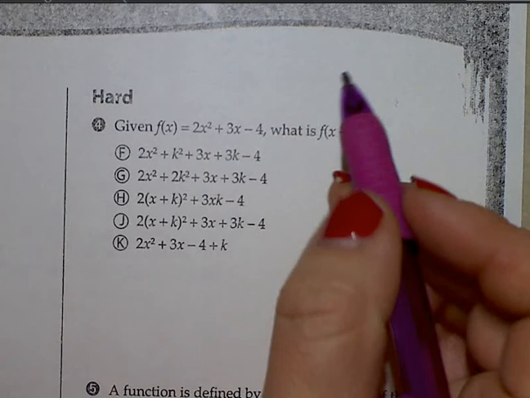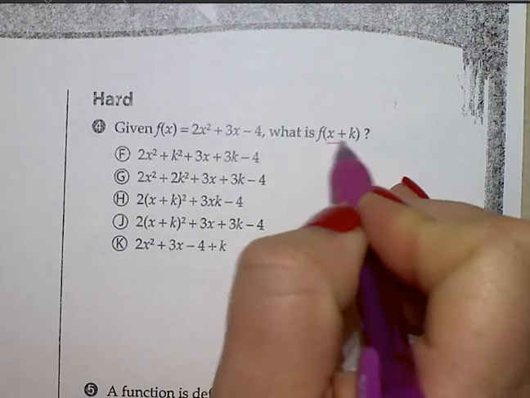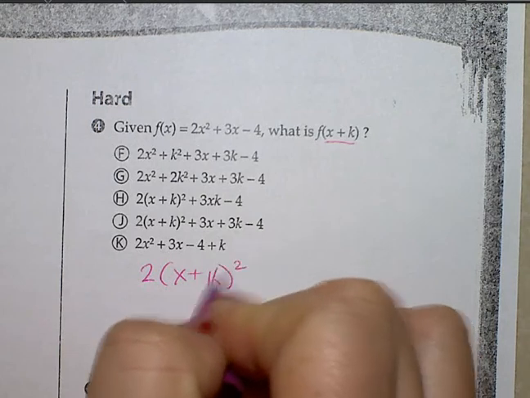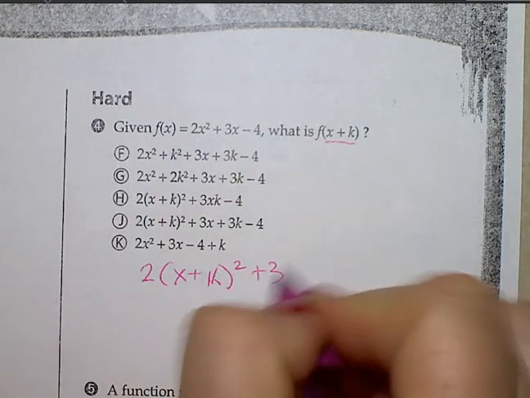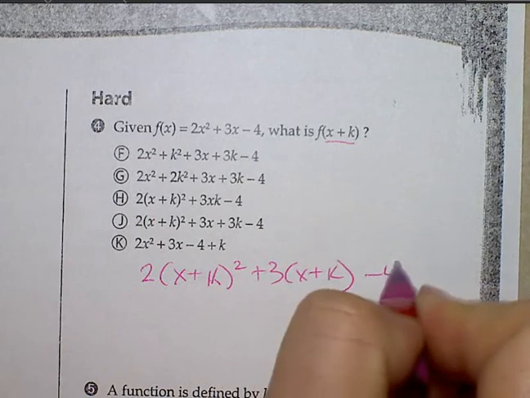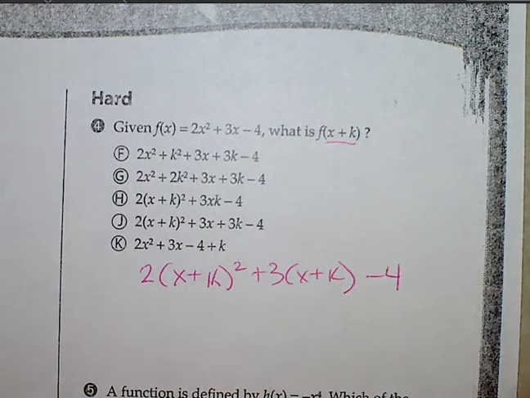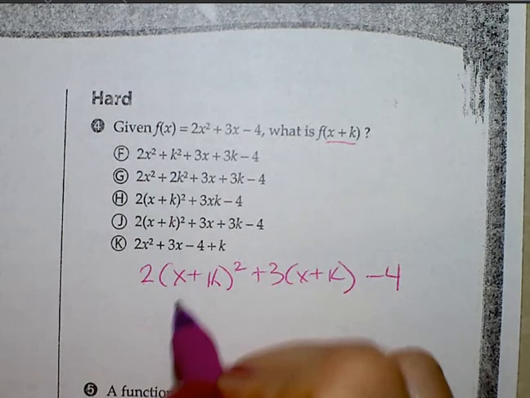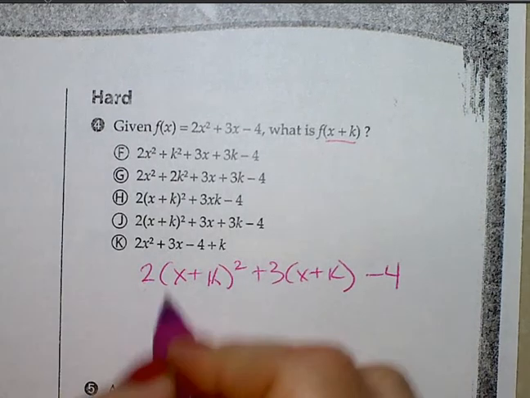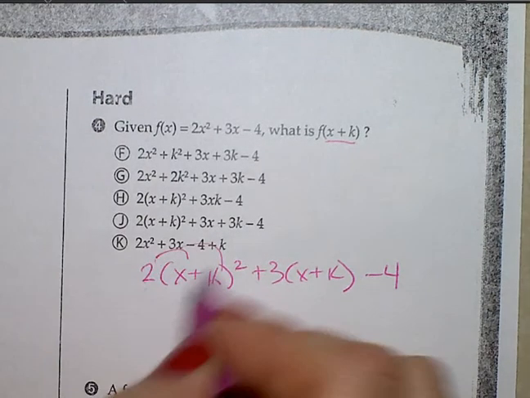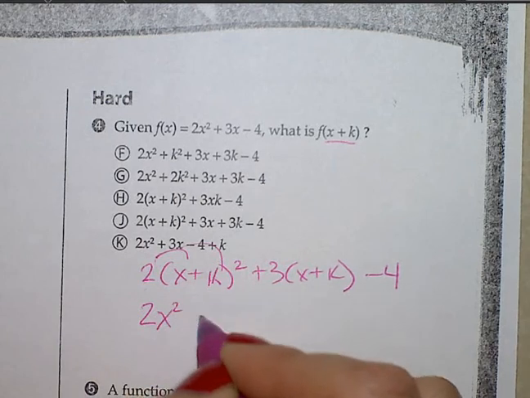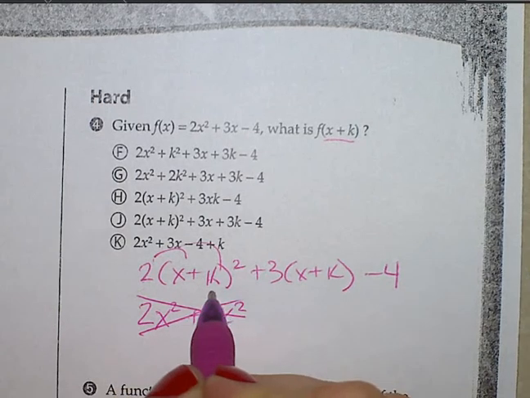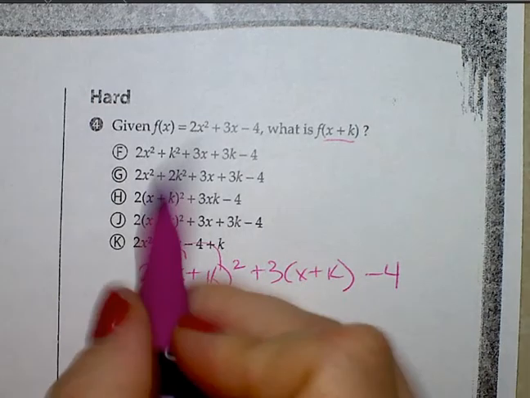Okay, now this problem looks complicated, but they actually made it a little bit easier for you than you think. So wherever you see an x, you're plugging in x plus k. So it's 2 times x plus k squared plus 3 times x plus k minus 4. So I need 2 times x plus k squared. By the way, a big misconception is some students think that it looks like this: 2x squared plus 2k squared. That is not true. Remember how you write this thing twice and you FOIL? Okay, so that is not true. See, there's the misconception right there.